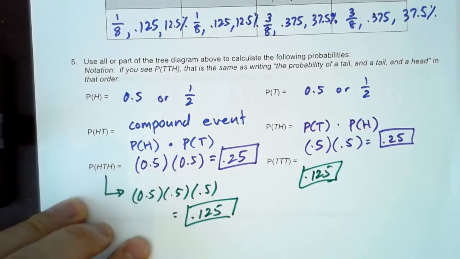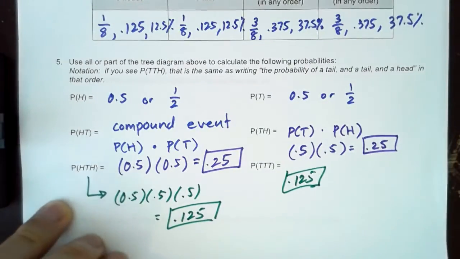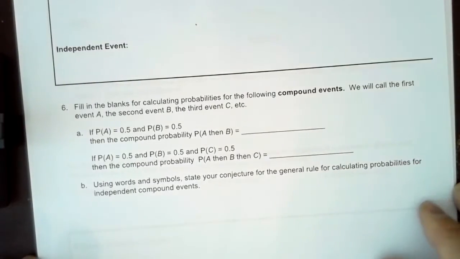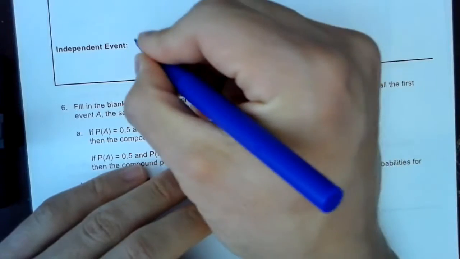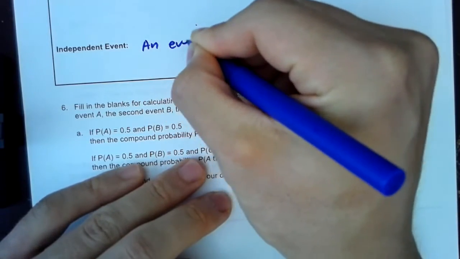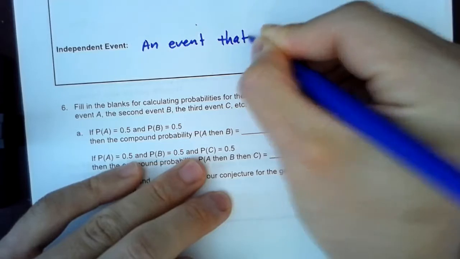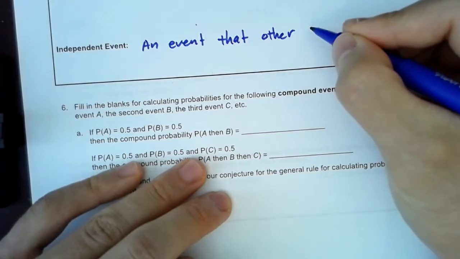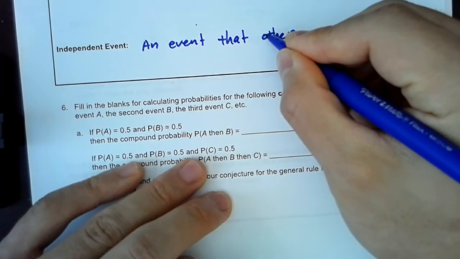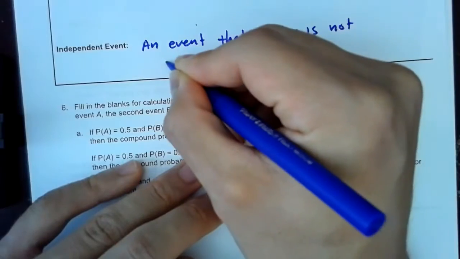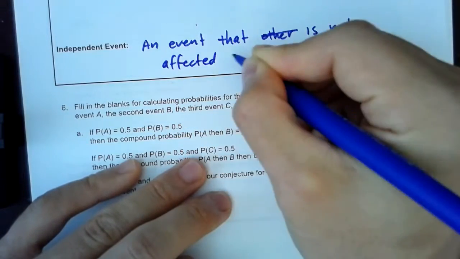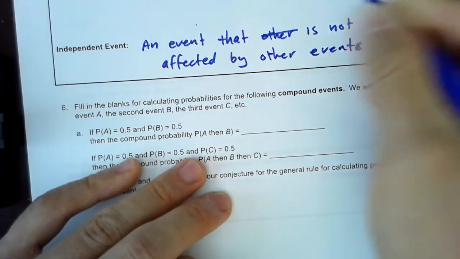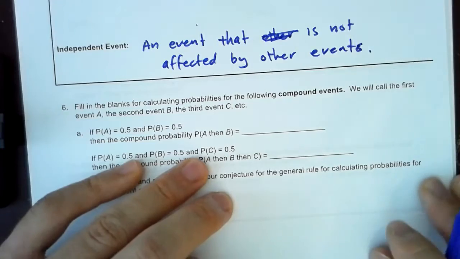Okay, so let's go ahead and formally define these vocabulary words. Let's first start with independent event. An independent event is an event that is not affected by other previous events. It's independent, right? Nothing can really shape its probability.